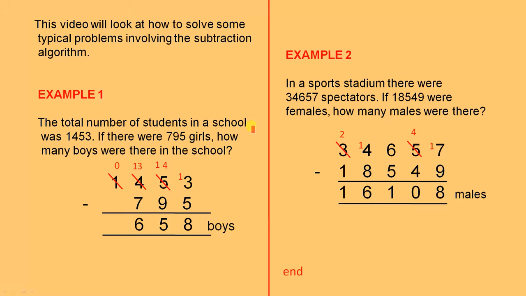So the total number of students in a school was 1,453. If there were 795 girls, how many boys were there in the school? So if we take the total number of students and we subtract the number of girls, that will give us the number of boys. And that's exactly what we've done here in this subtraction algorithm. And here's all the working.